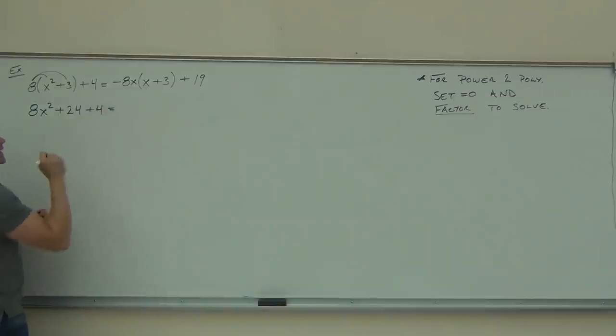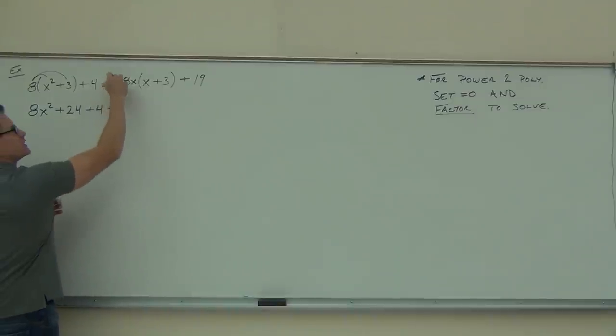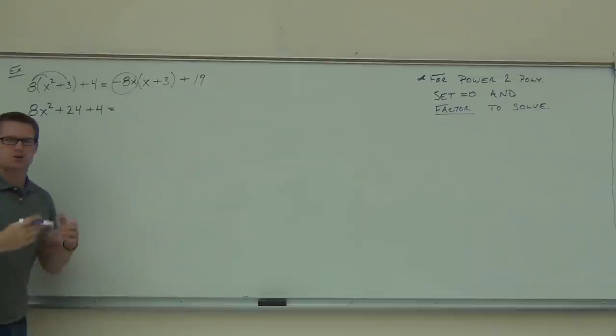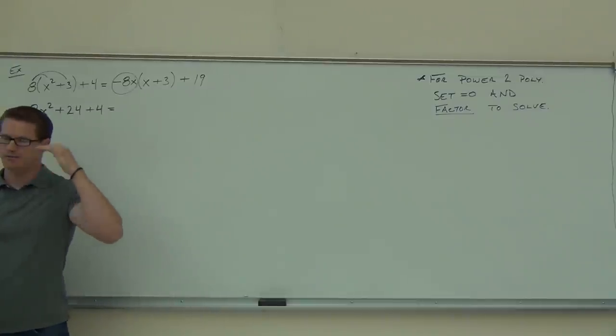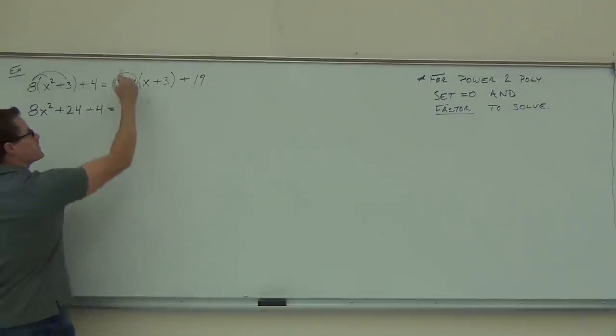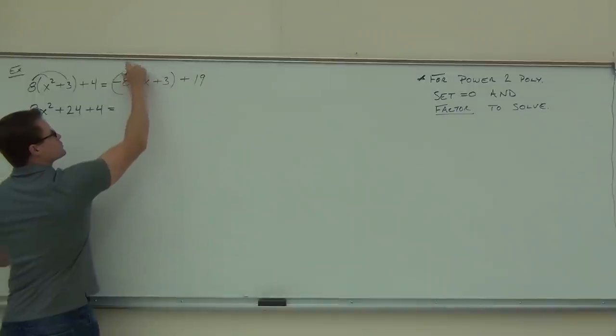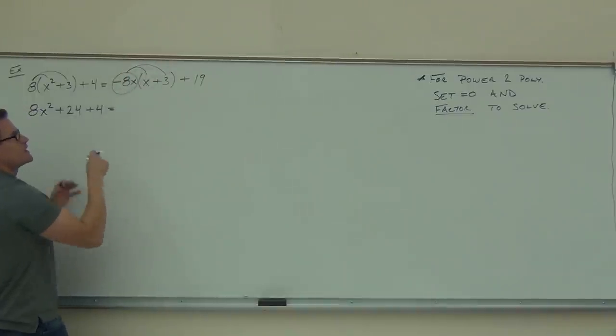On the right-hand side, remember that we're distributing negative 8x. I always like to circle that. That way I see it in my head. I kind of pictured it, took a mental picture. That helps me to distribute it exactly to both these terms and get it right.